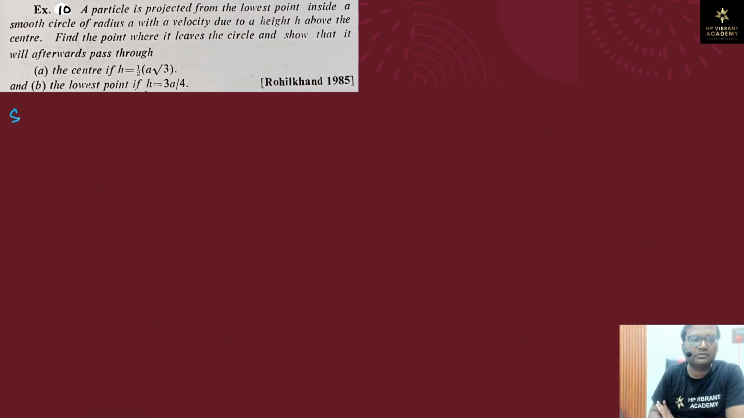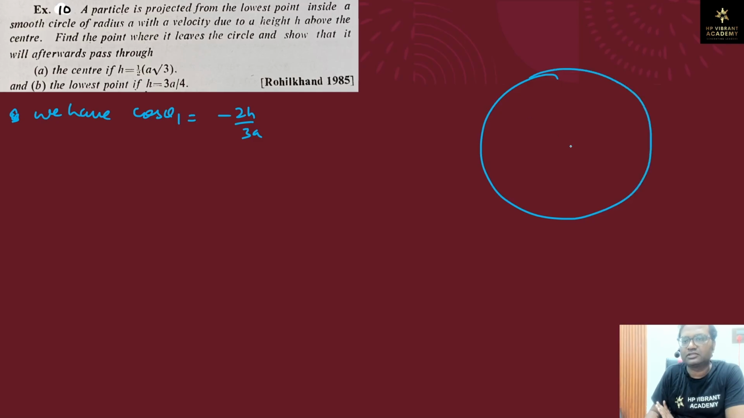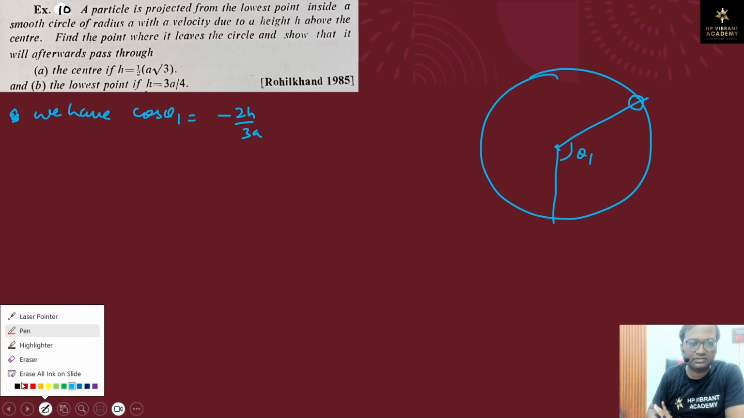So we have cos theta 1 is equal to minus 2h upon 3. So this is like this. At an angle of theta 1, the particle leaves the circle and follows a parabolic path. So this path is like this.